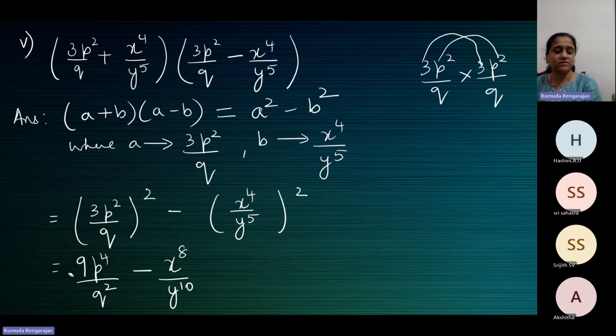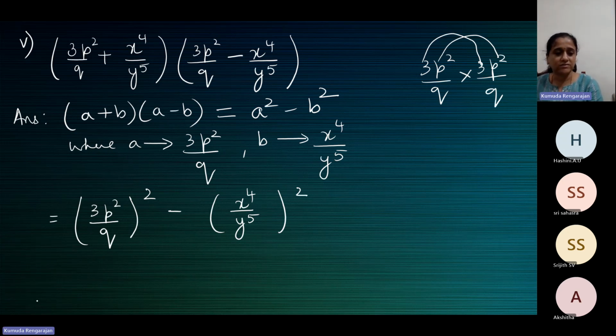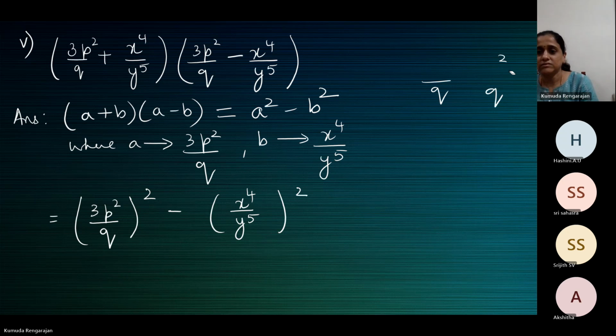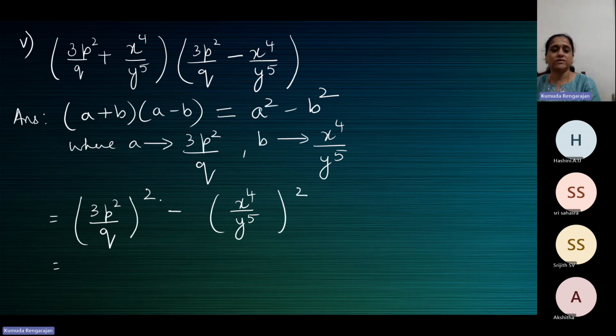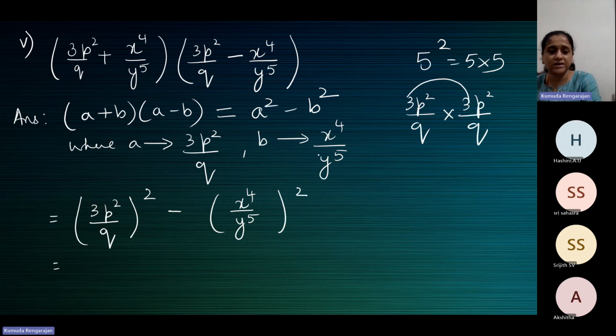Okay, see, this last part, I repeat, is very simple, you know it. You just have to apply what you know correctly. 3p squared by q the whole square means multiply the base with itself. What is 5 squared? 5 into 5. In the same way, this means 3p squared by q into 3p squared by q. This is the meaning. So 3 3s are 9.